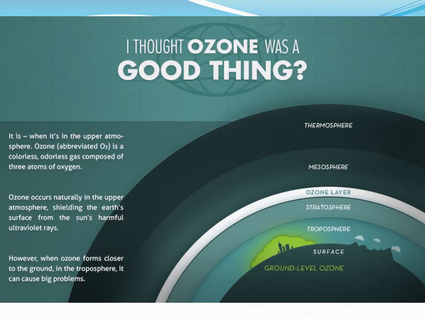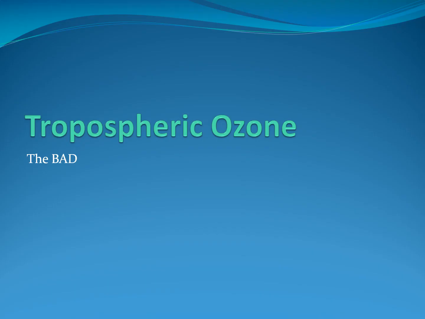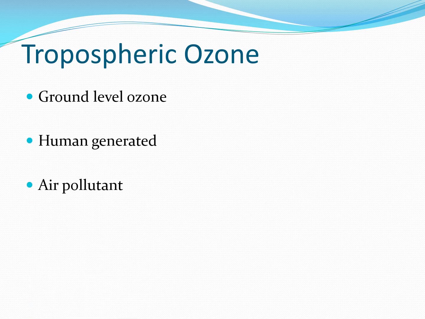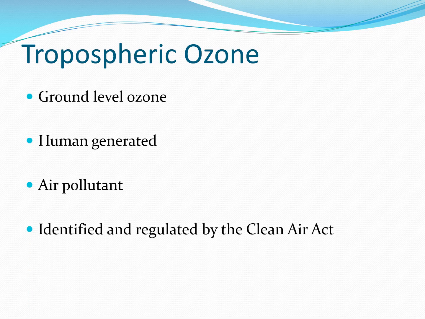So just the same idea, but I thought this was a nice picture to illustrate the point again. We're focusing on tropospheric ozone, ozone in the troposphere, the bad. Sometimes it's called ground level ozone because it's at ground level. It's human generated. It's an air pollutant. Right? So it's a problem. It was identified, or is identified, and regulated by the Clean Air Act.